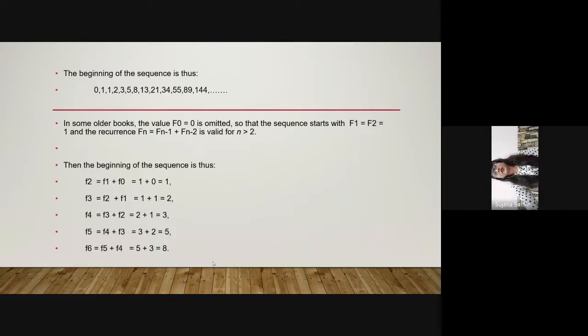But in some older books, the value F0 equal to 0 is omitted, so that the sequence starts with F1 equal to F2 equal to 1, and thus the recurrence is valid for n greater than 2. The sequence then starts from F2, where F1 plus F0 is equal to 1 plus 0 is equal to 1. Thus this sequence starts from 1 and goes on.